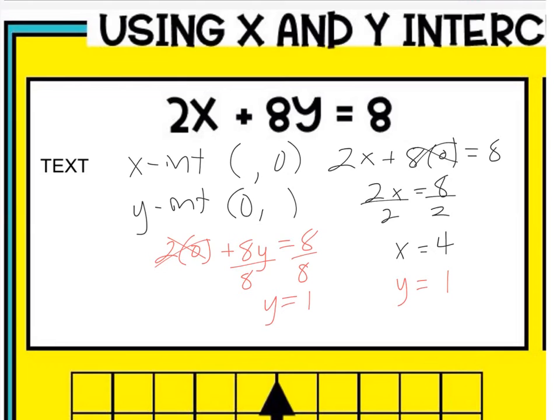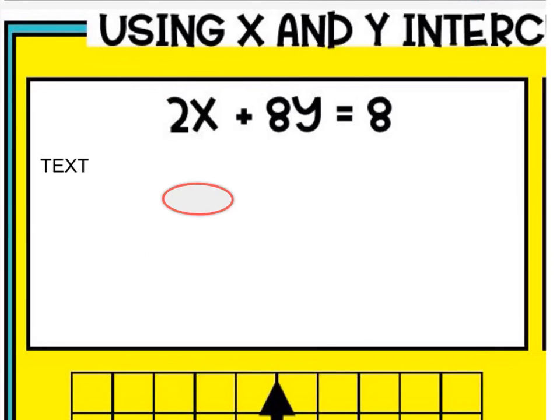Now let's do the cover-up method. So let's cover up the first part. And now we have 8 times something equals 8. So that's going to be 1. Cover up the second part. 2 times something is going to be 8. So the x-intercept is 4. Alright, let's zoom out and graph this.